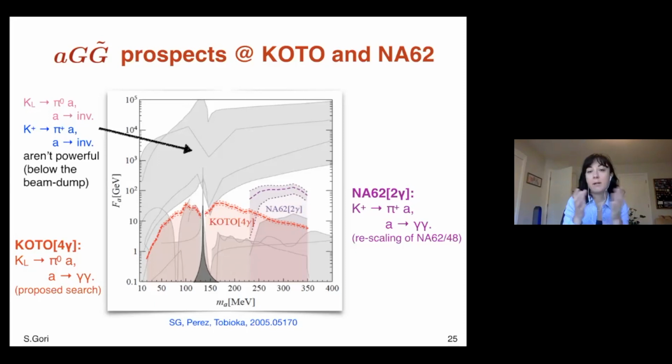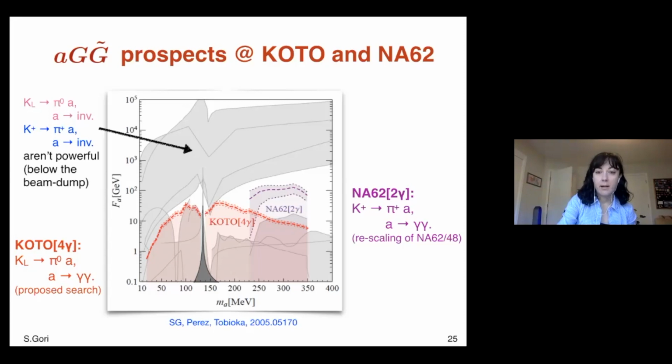And I will be curious to see if KOTO and NA62 could eventually almost cover the gap between the past experiments looking for prompt ALPs, so for low decay constant, and the beam dumps. Of course, this region in between is always the most challenging region to look at, but it would be interesting to see how much we can fill out this intermediate region, as we see here in this plot.